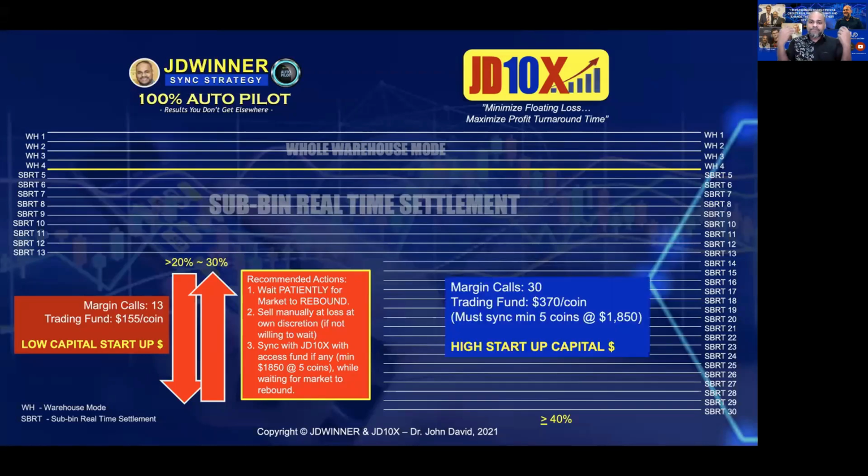Now for the JD10X, the margin call is 30, trading fund is 370 per coin. You must sync minimum 5 coins at 1,850, and this is the high startup capital. Okay, so just take note of this information because this is crucial.